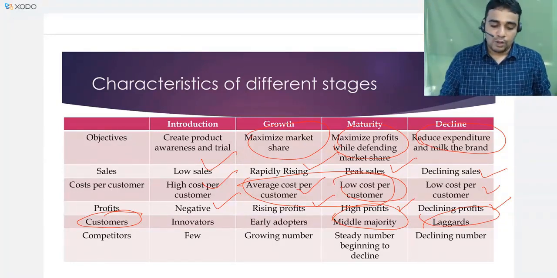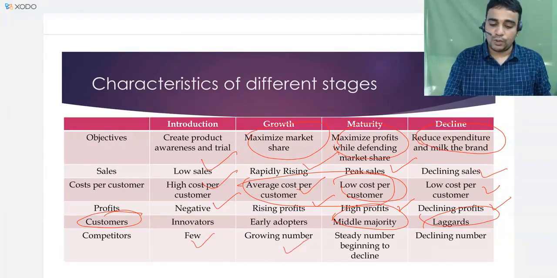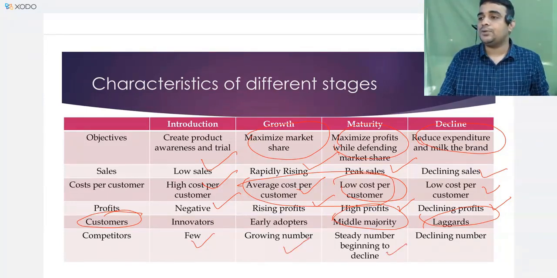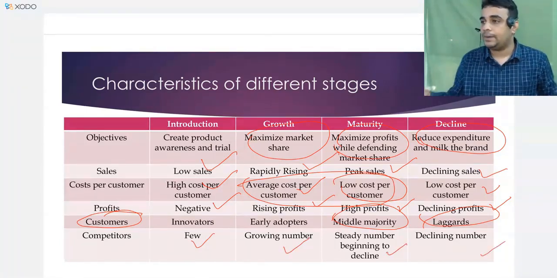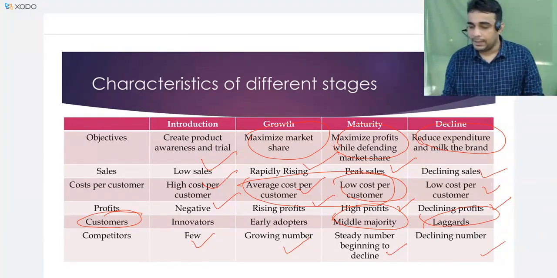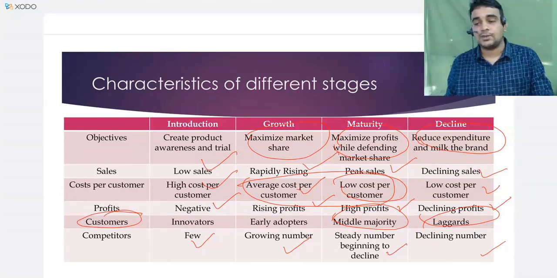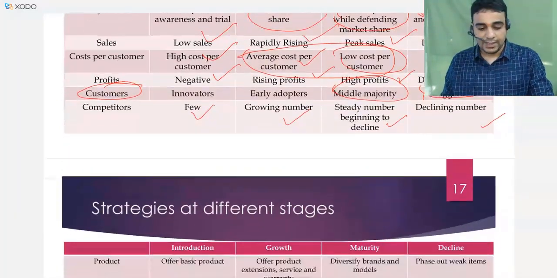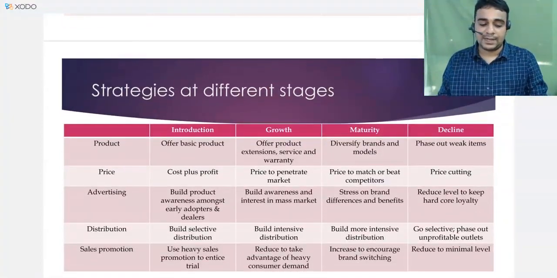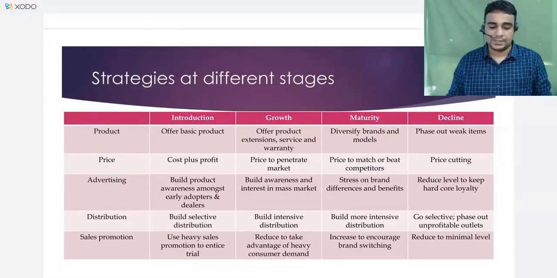Competition: few, growing number, steady number, beginning to decline, and declining number, or it can even become zero. It can technically end up becoming zero. These are the characteristics at different stages. Strategies at different stages: my strategy will also keep changing at different stages.